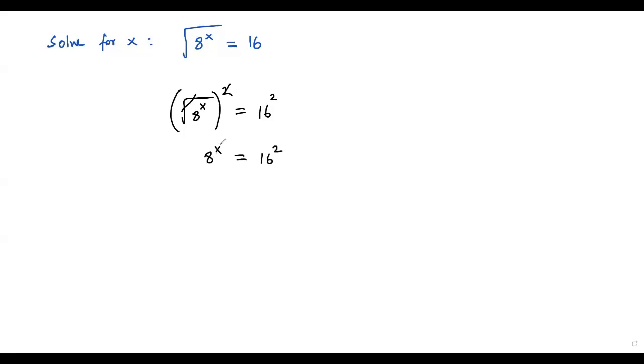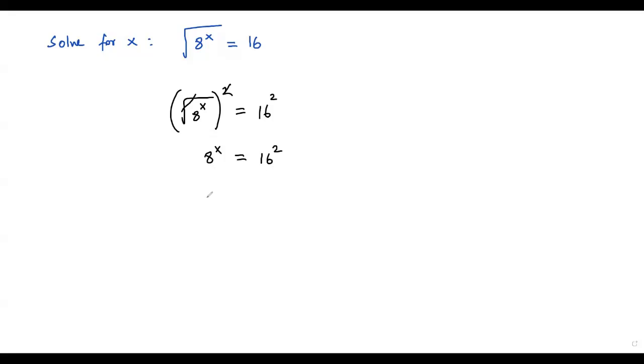Here I have to solve for x, which is at the exponent. Whenever I'm trying to solve for a variable that is at the exponent, the idea is to get the same base on both sides. Once I get the same base on both sides, I can equate the exponents and solve for the variable. The base on the left side is 8, and the base on the right side is 16. Both of them are powers of 2.